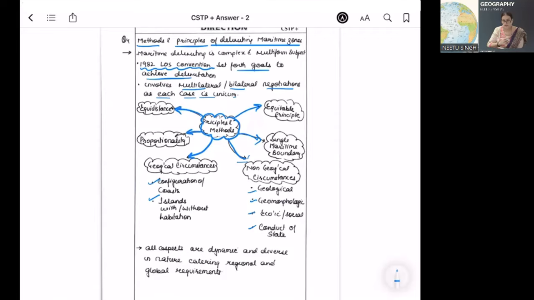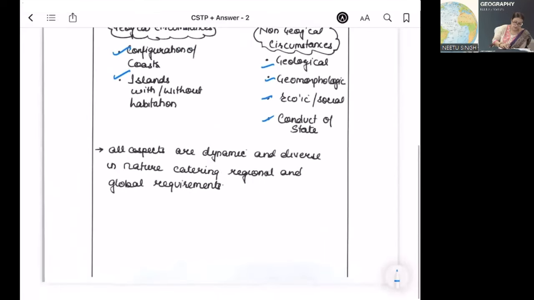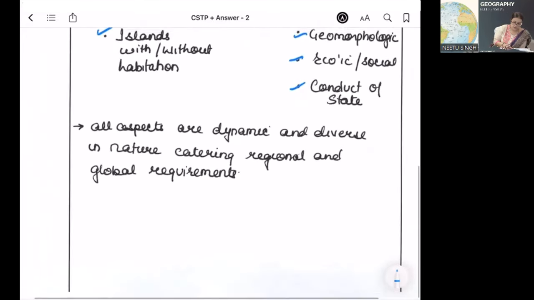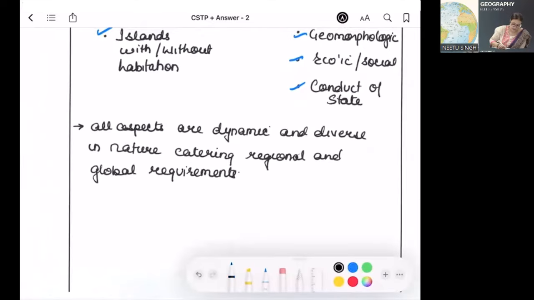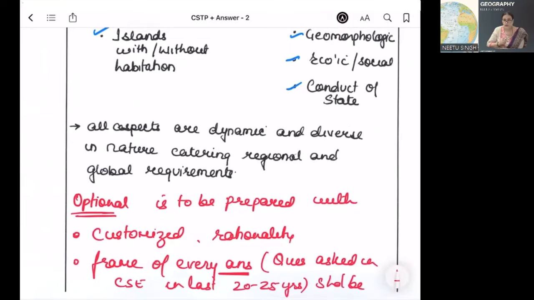There is no reason. And mind it, when I ask you to take, we have taken some sample cases of human and physical geography. With some sample cases of human and physical geography, what I'm trying for all of us to understand is optional, every answer, of course, to the questions asked in CSE in the last 20, 25 years. And if this is done, no one can stop you from scoring better.